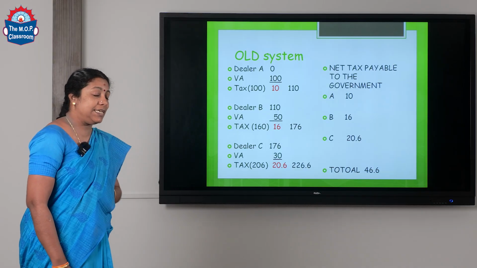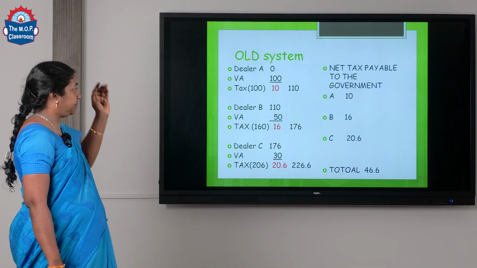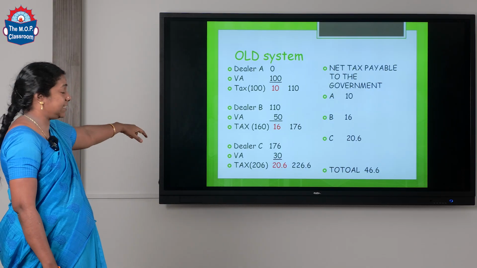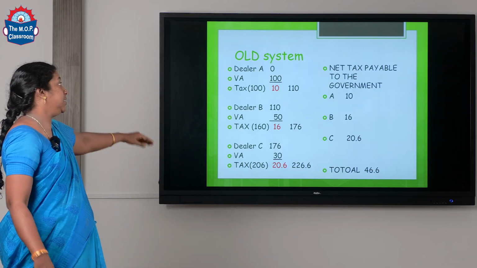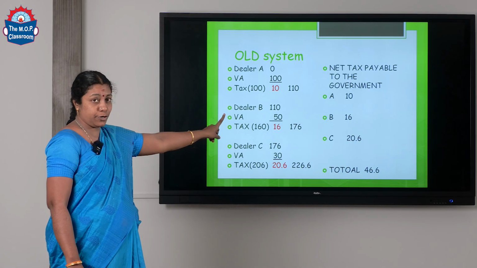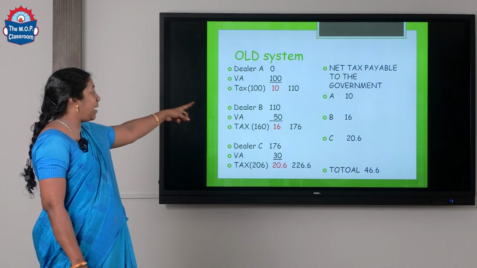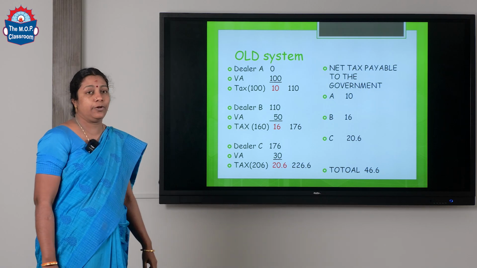That's why GST is called multi-stage, because we have different stages. However many intermediaries are there, it crosses each and every stage. In the first stage the tax paid is 10 rupees. In the second stage the tax paid is 16 rupees, and in the third stage the tax paid is 20 rupees.